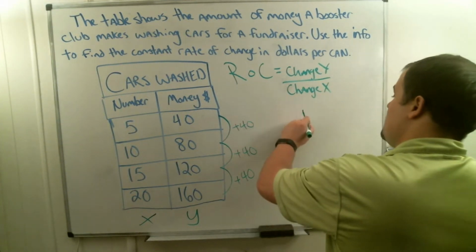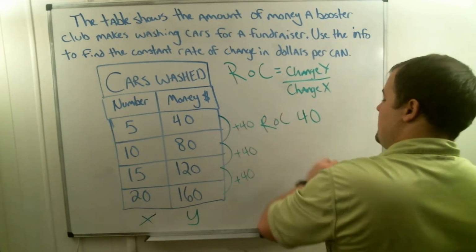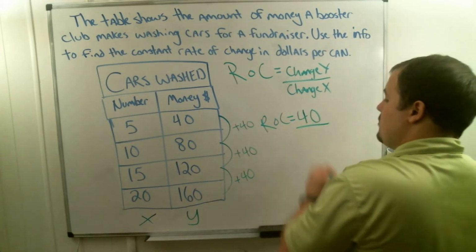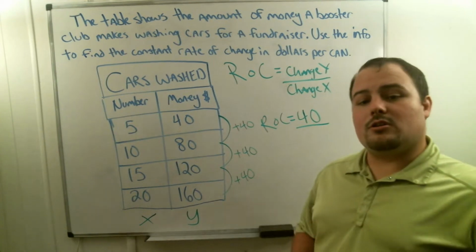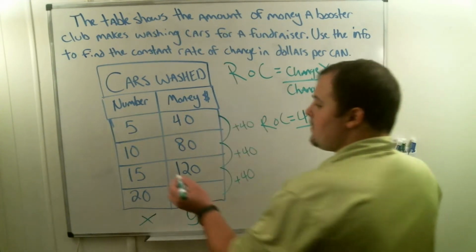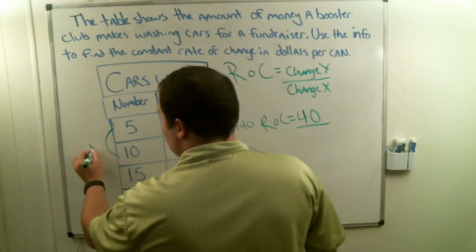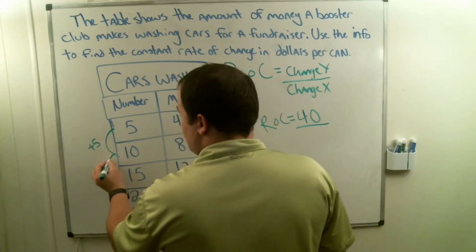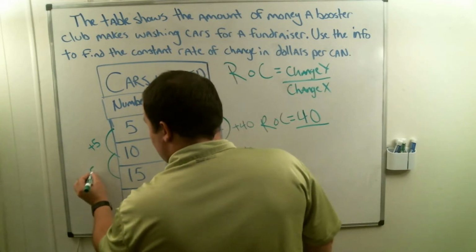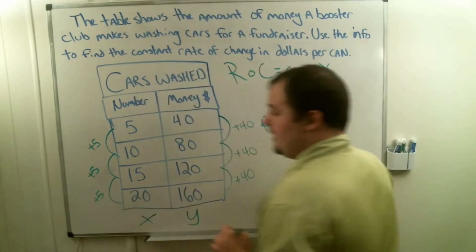So we're going to say our rate of change, our ROC, is equal to 40 over something. Now all we have to do is figure out what is going to be on the other side. Well, in the x, 5 to 10 is a change of adding 5. 10 to 15, that's adding 5. And 15 to 20, that's also adding 5.